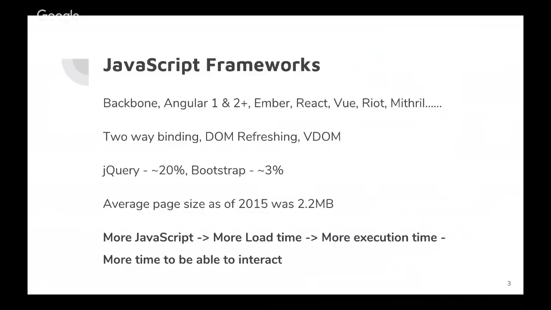So what that means is, according to the HTTP Archive, the statistics say that by the end of 2015, the average page size was 2.2 MB, which means JavaScript is contributing to the performance budget, which is the payload size of the HTML pages. Now, what is the effect of this? The more the JavaScript content, the more is the load time. And because of that, of course, the execution time also increases.